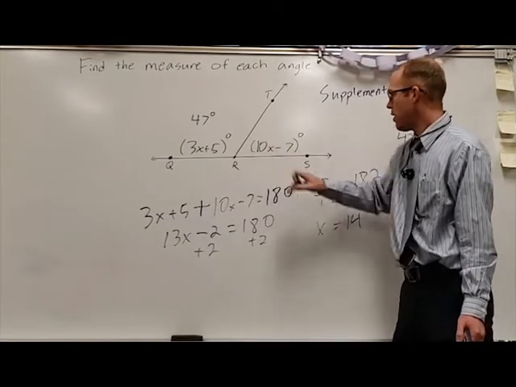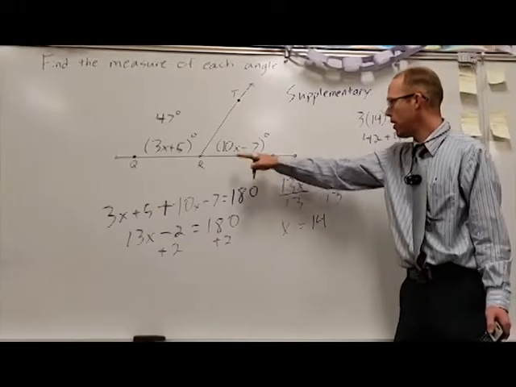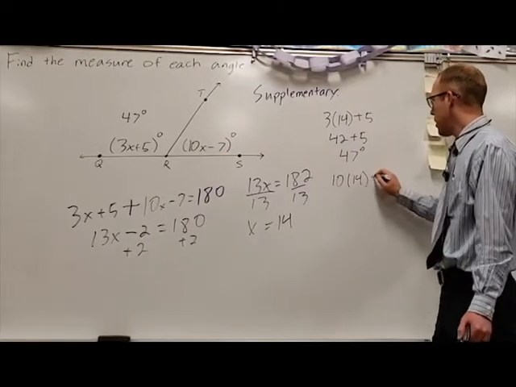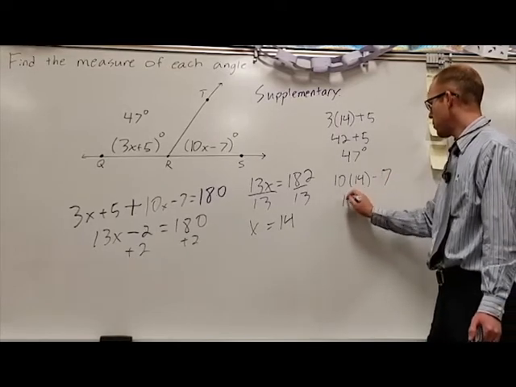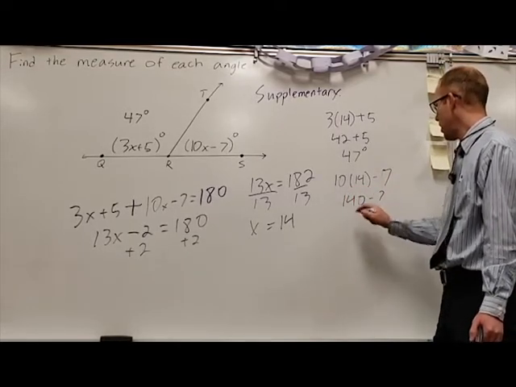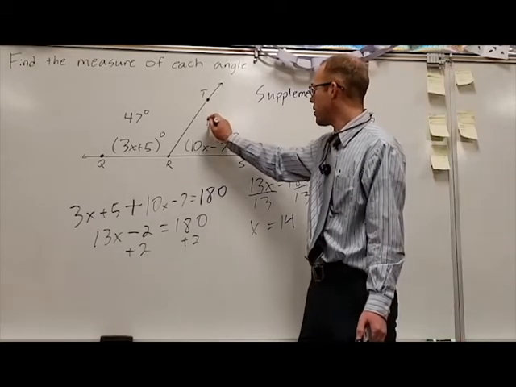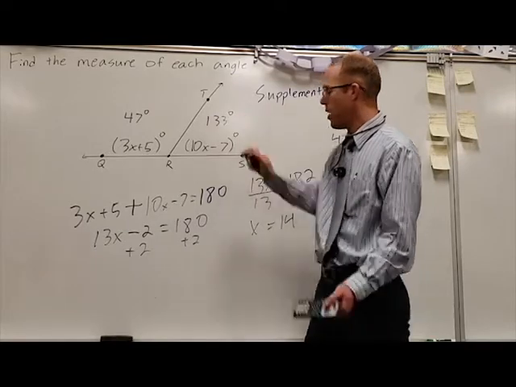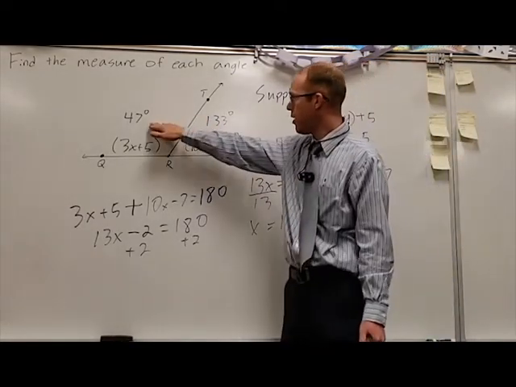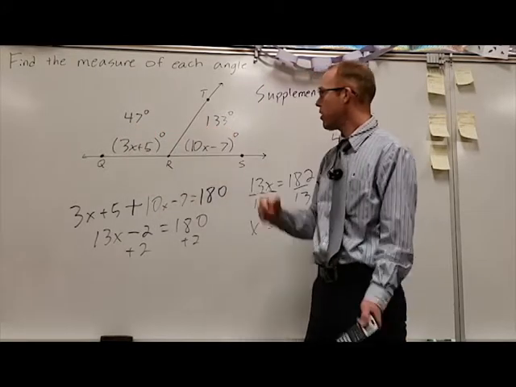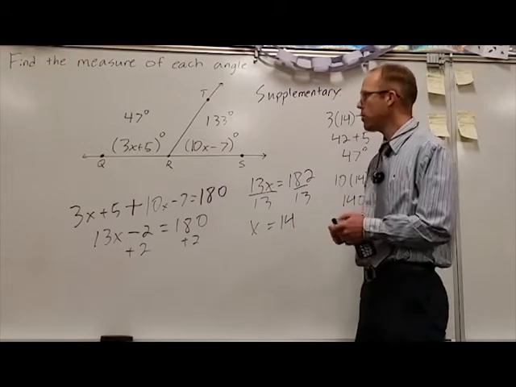Right here, we're going to plug that into 10x minus 7. So 10, the x value we know, again, is 14, minus 7. 10 times 14 is 140 minus 7. And 140 minus 7 is 133. So we think that this one is 133 degrees. Now, earlier I said that they were supplementary, so they should add up to 180. 47 plus 133 indeed is 180, so we confirm that we have the correct angle measures.